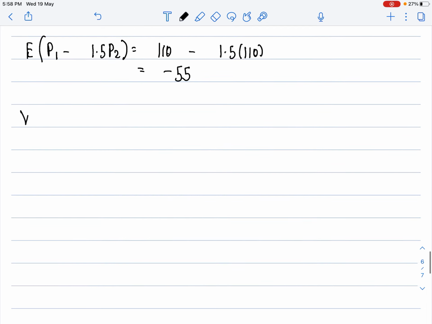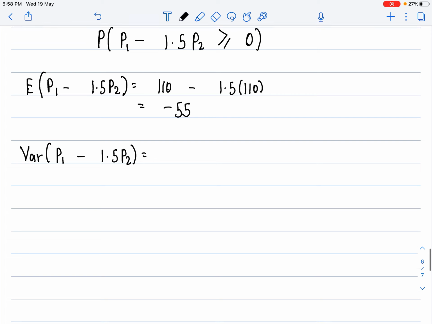Now I have my variance here as plant 1 minus 1.5 into plant 2. This will be the variance of plant 1, which I know is 1050, and the variance of plant 2, which I also know is 1050. Now, two important things you need to know. First, the variance can never be negative. That means the sign you will have here is positive.